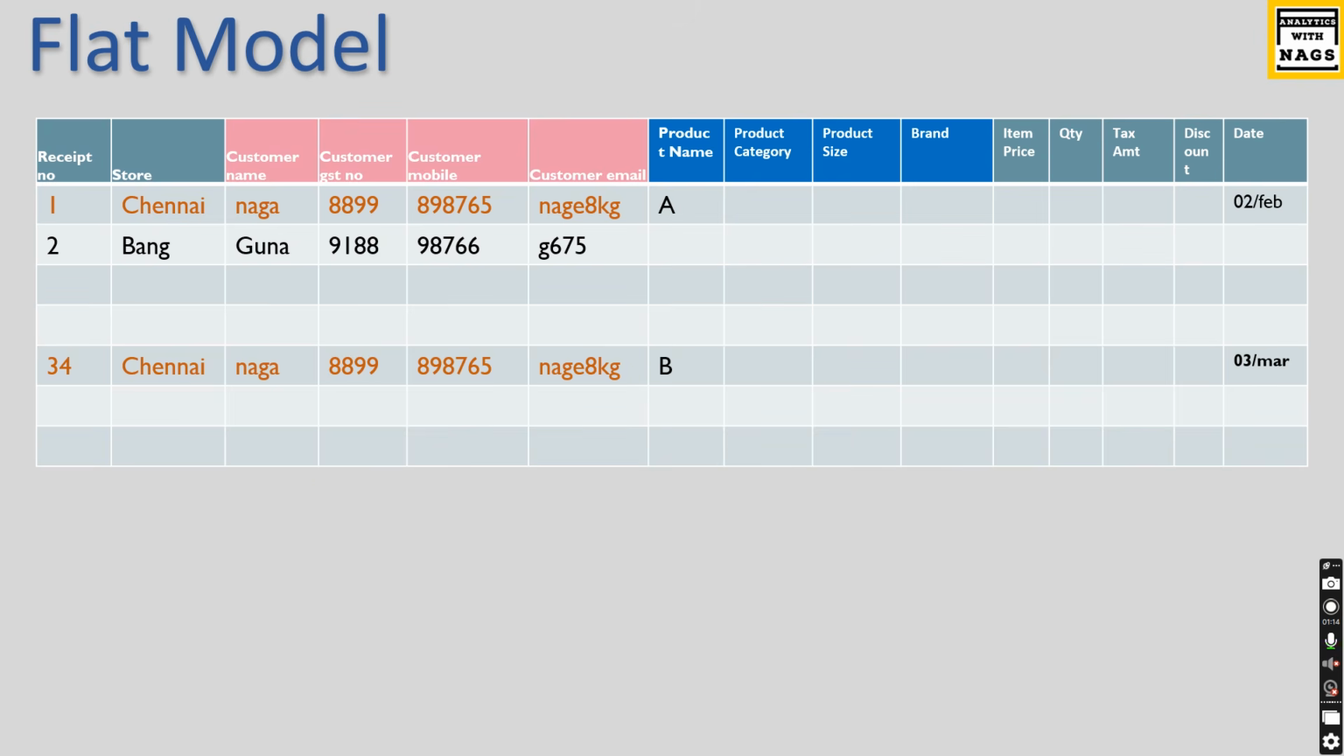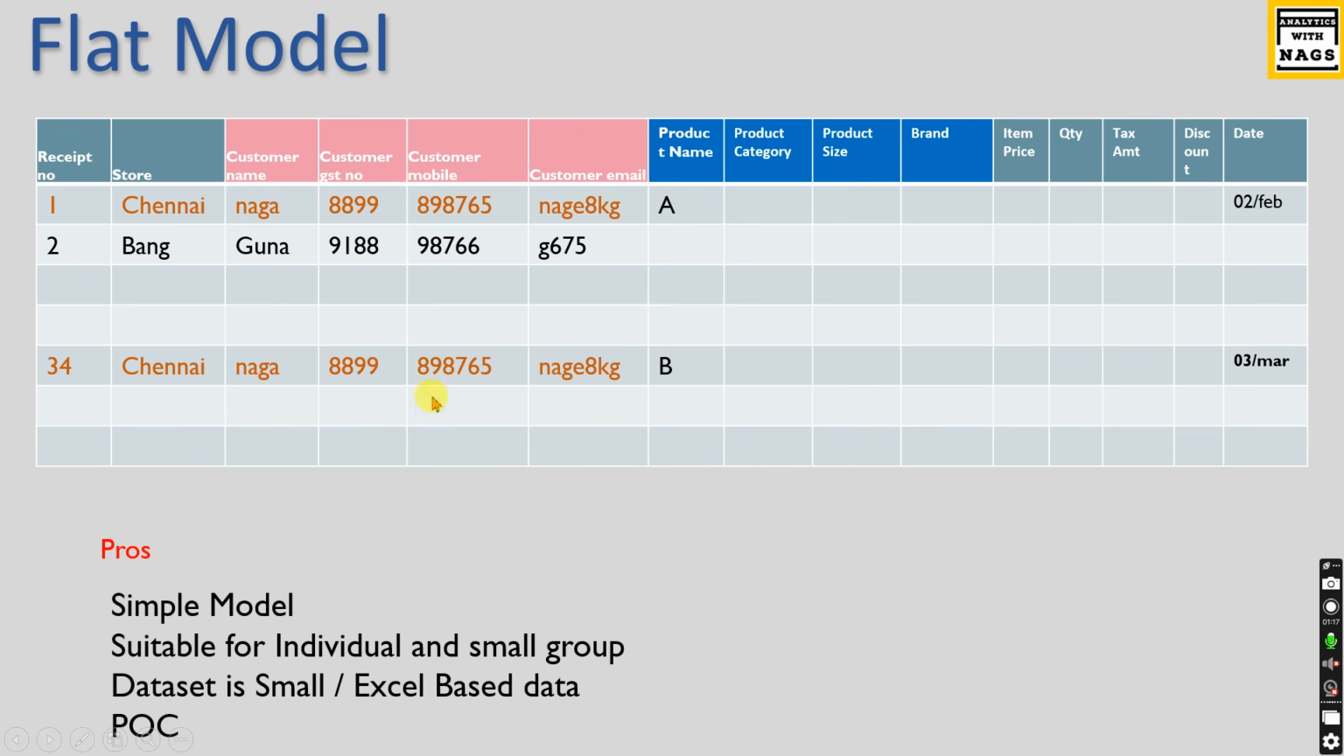That's it. So what are the pros of maintaining it? It is a very simple model because you do not need to think about relationships and you do not need to organize anything. Everything is in your single table. It is suitable for individuals and small groups, like let's say you are doing POCs, proof of concepts, or you are owning your own report that you repeat every month. And if your data volume is not huge, say in thousands of records, and you maintain Excel-based reports, then this model suits.